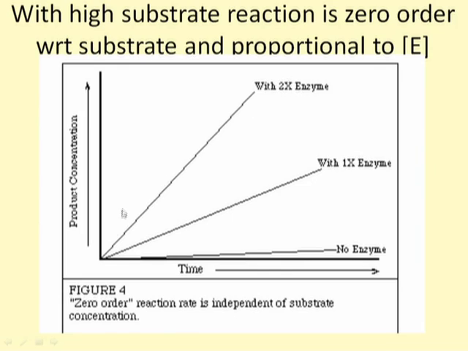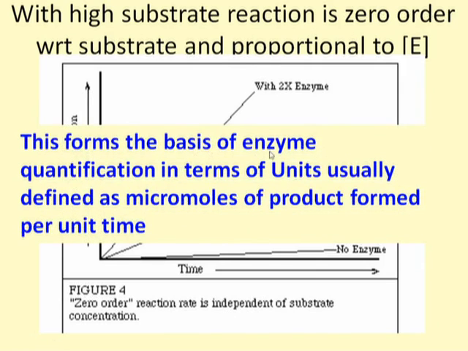and with double the enzyme there will be double the product formation at the same time. At a given time, with 1x enzyme there will be a certain amount of product, with 2x there will be twice that amount. So this is also a graph which shows that the product concentration can be a measure of the enzyme concentration if the substrate is in high quantity. This forms the basis of enzyme quantification in terms of units. Usually the units of the enzyme are defined as micromoles of product formed per unit time.